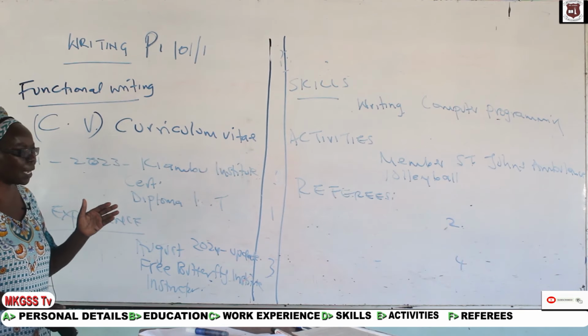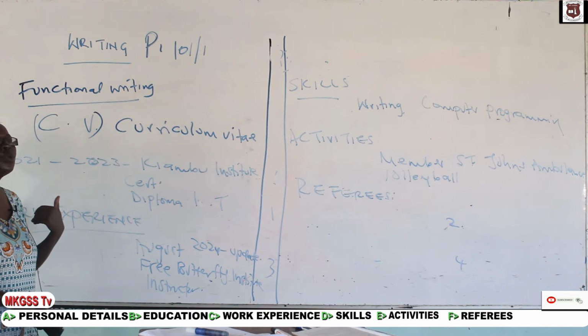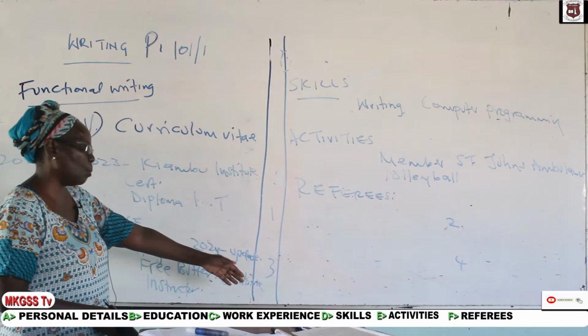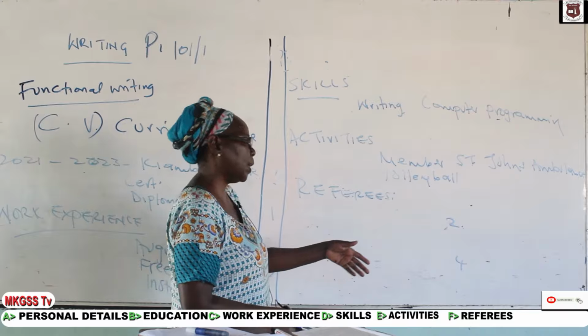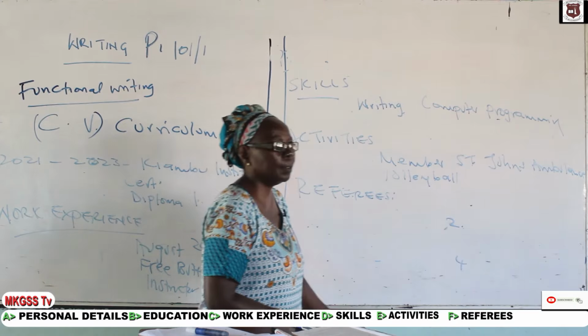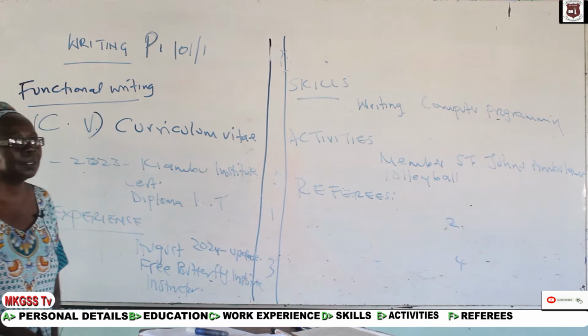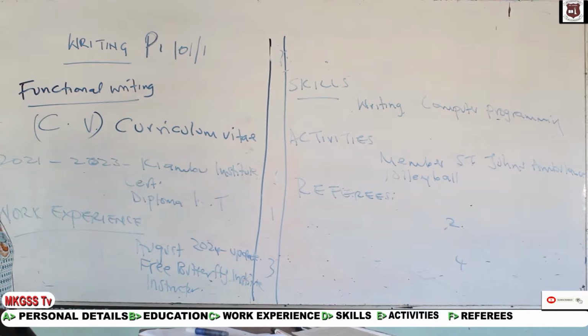So the first and the second referees are people you have already worked with. Then 3, you can move on maybe to your pastor or to your imam or to your reverend. And then finally, maybe to your class teacher, former class teacher, or any other person of integrity within society.